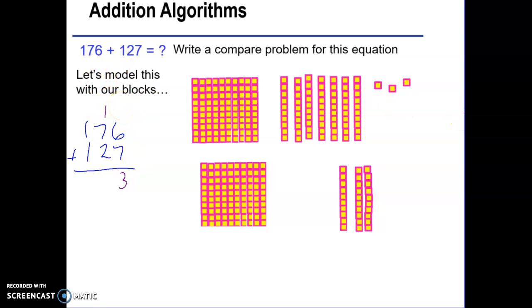Okay, let's combine the rods. Remember, how many rods does it take to make a flat? This is a base 10 number system, so it takes 10 rods to make a flat. I have 1, 2, 3, 4, 5, 6, 7, 8, 9, 10. Exactly enough. So let's make a flat.